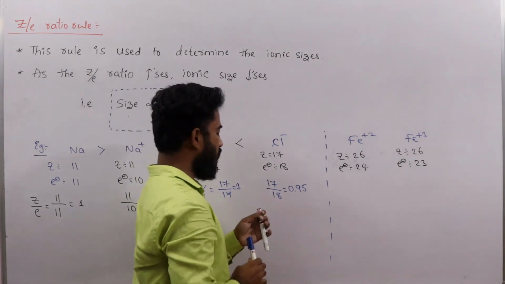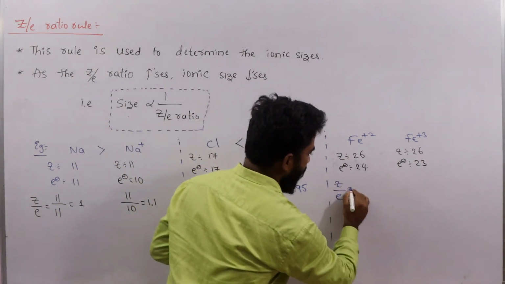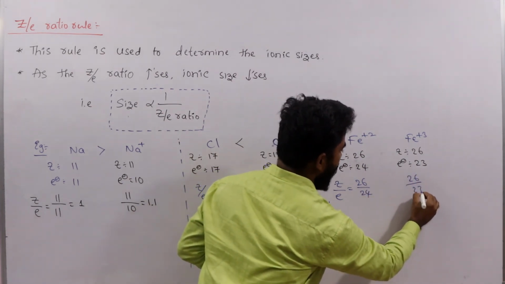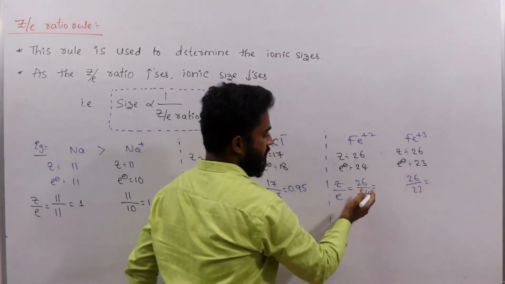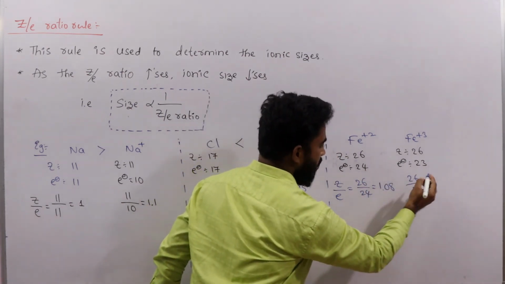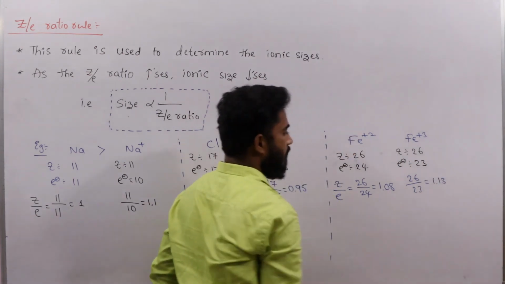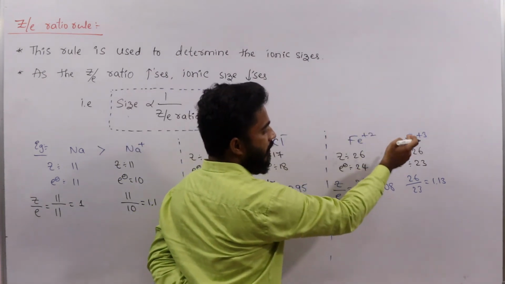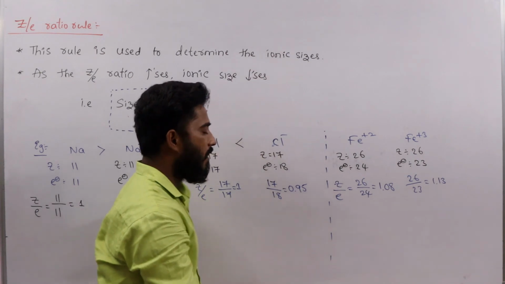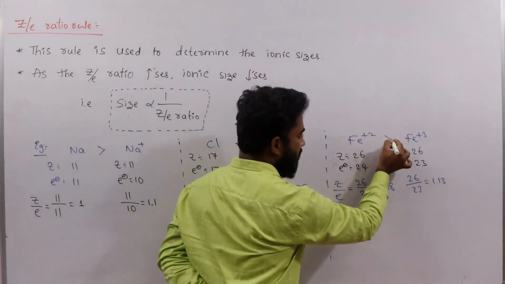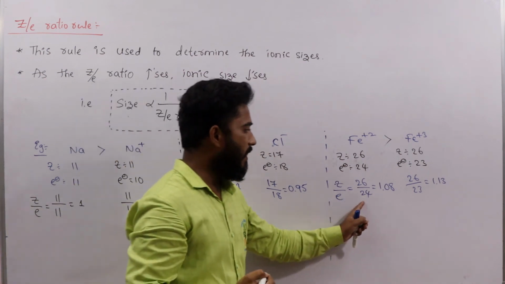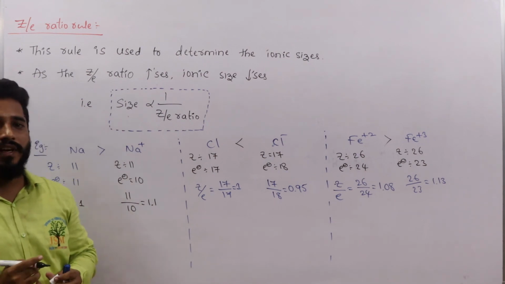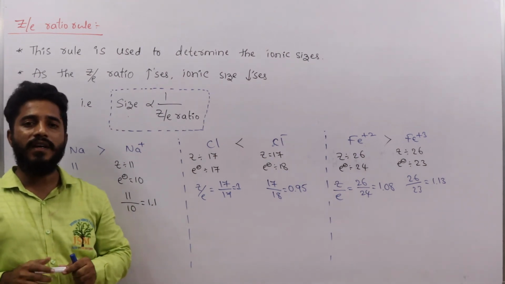So you take the Z by E ratio, 26 by 24, here 26 by 23. 26 by 24 is nothing but 1.08, here 1.13 value will come. So when you observe here, which one has more Z by E ratio? Fe plus 3 with more Z by E ratio. So that's why this is with less size. As the Z by E ratio increases, size decreases. So this is a very, very important rule to find out ionic radius.